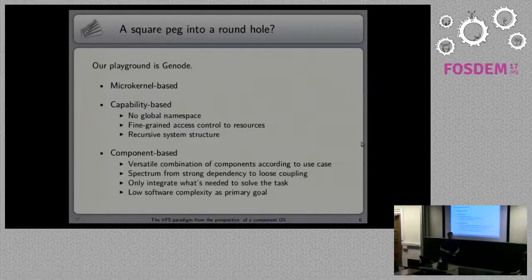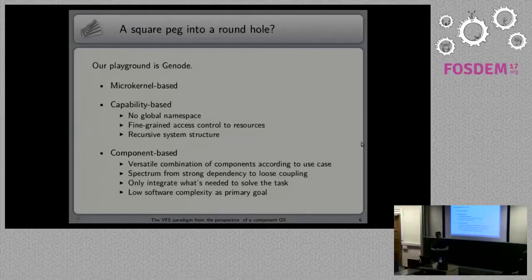The Genode system is also capability based, which means mostly that we don't have a global namespace. Yeah, as I said before, POSIX applications depend on the global view on the resources that are used. We don't have that in the Genode system. We don't want that in the Genode system because of the security considerations you have to take if you introduce a global view on the resources.